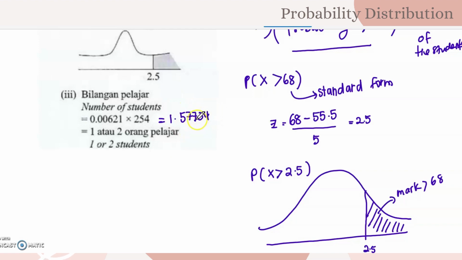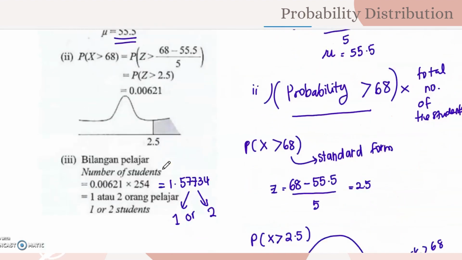A person is not logically in the part of decimal number, right? So we have to convert into whole number, because kita refer this kepada number of students. So this part is either 1 or 2 students. Kalau kita tengok kepada the value of this probability, it is 0.00621, meaning a very small probability. Bila very small probability, bilangan dia yang dapat tu tak ramai. So it's either 1 or 2.